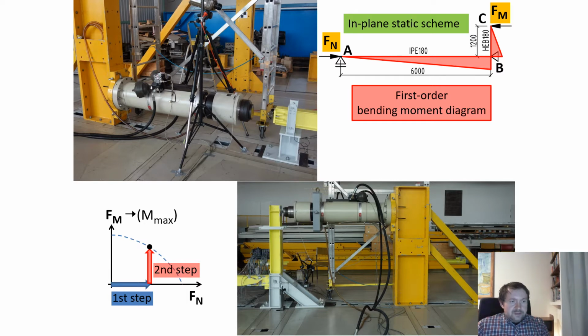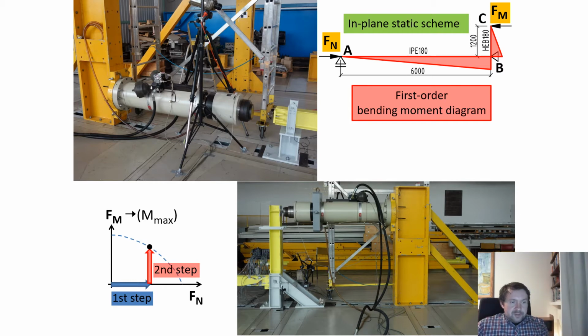The figure shows details of the load application, namely the actuator applying the force at point A in order to produce the axial force in step 1 of the loading history, and the actuator applying the force at point C to produce the bending moment in step 2 of the load history.